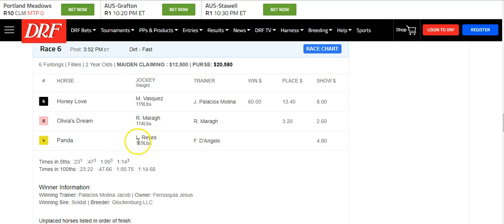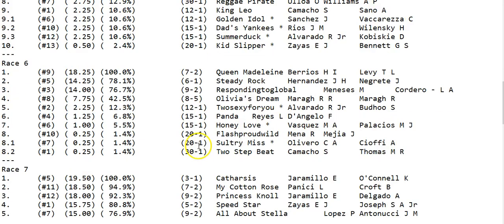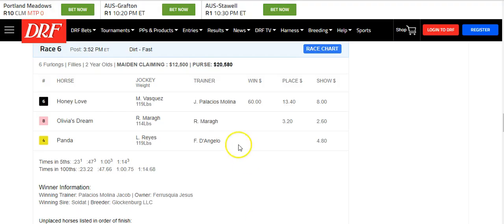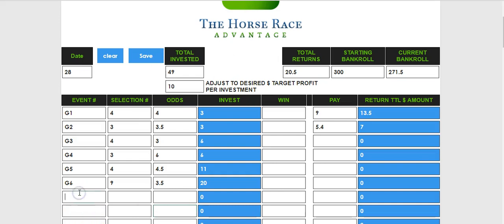Okay, the 9 horse has not been on the board, so you had a losing race. Now you continue moving forward. Race 7, number 5 is at 3 to 1. We're going to take that horse.